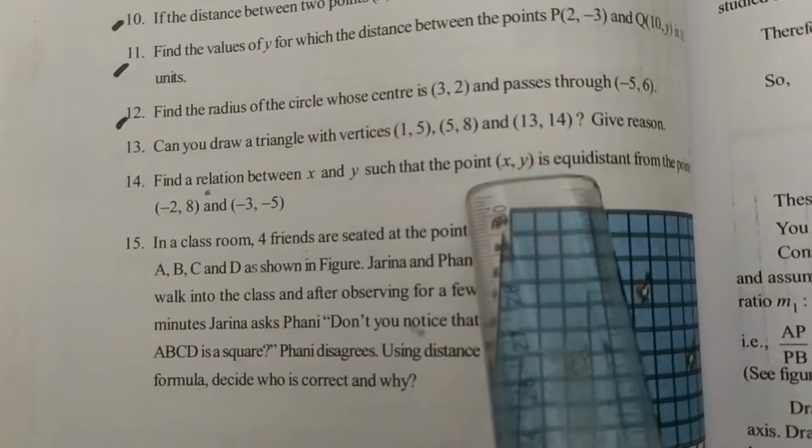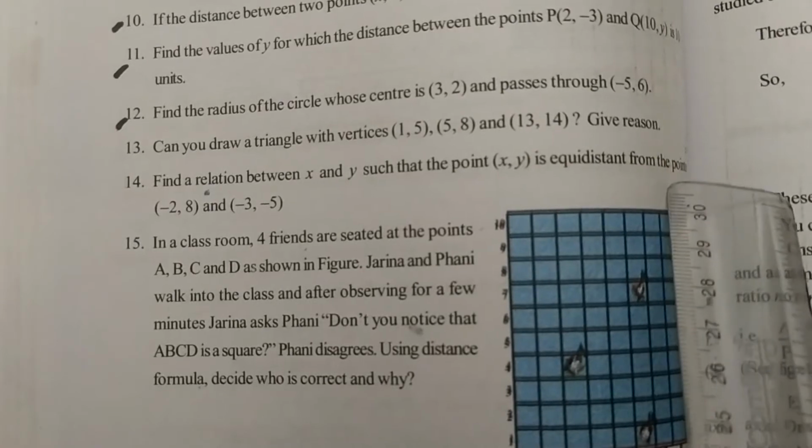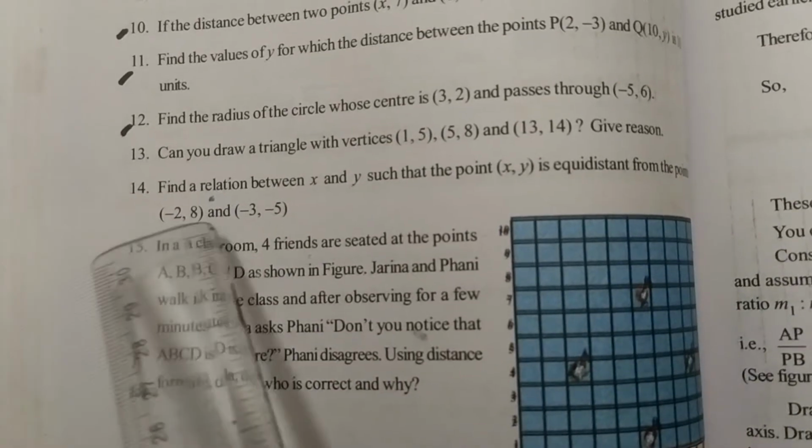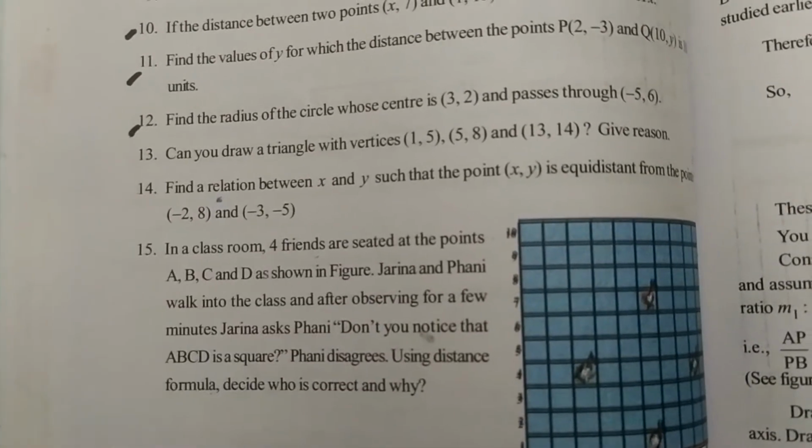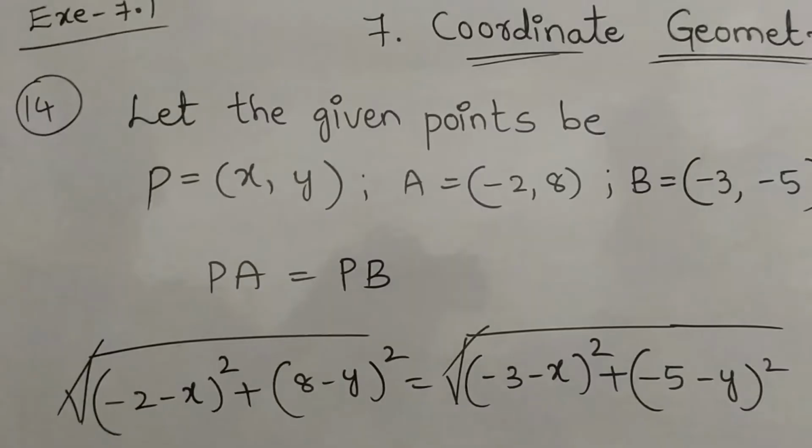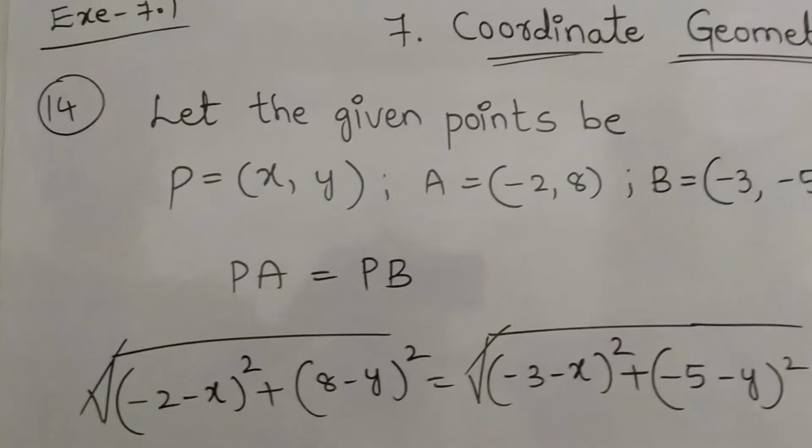Next, see the 14th question, students. Find a relationship between x and y such that the point (x, y) is equidistant from the points (-2, 8) and (-3, -5). So here we have to find one relation between x and y, and two points are given. Let us discuss the solution. So this is the solution, students.